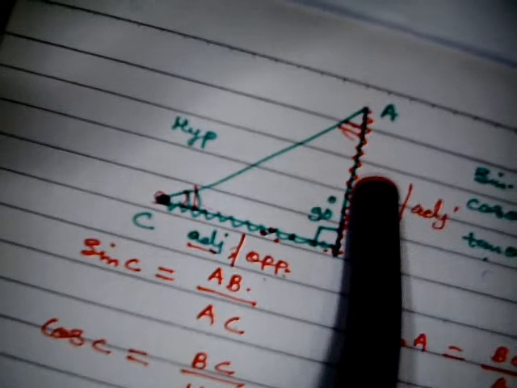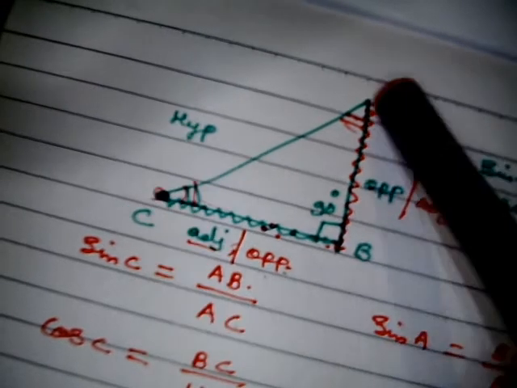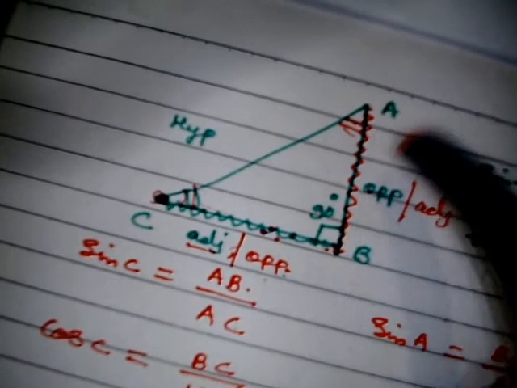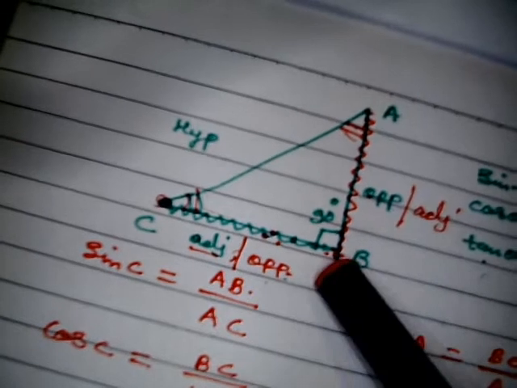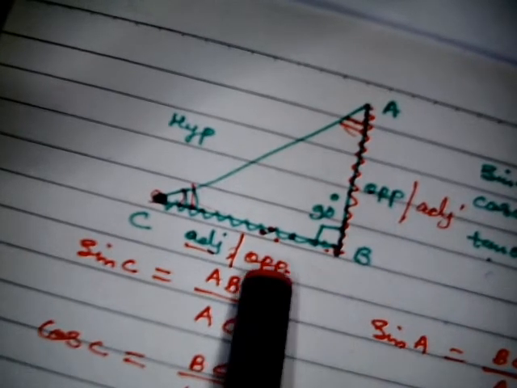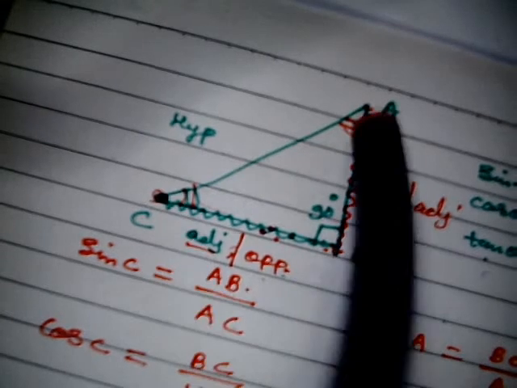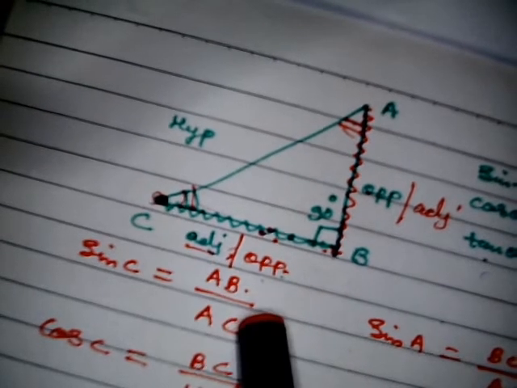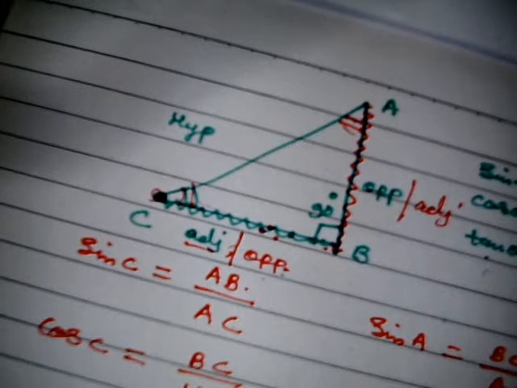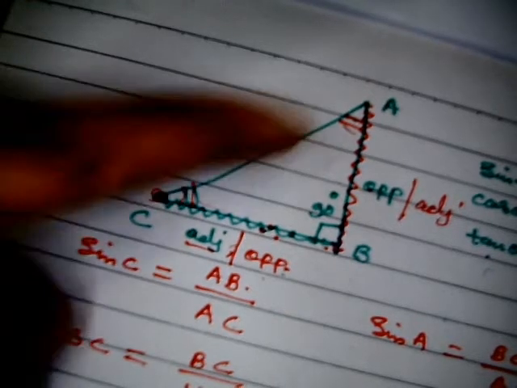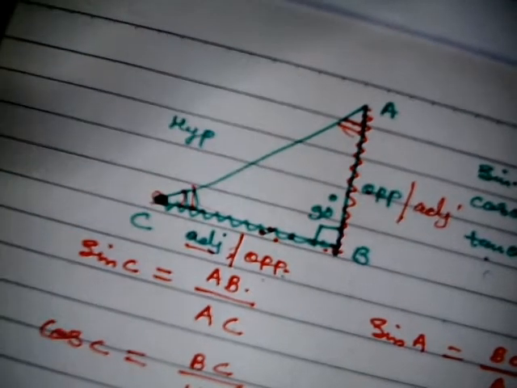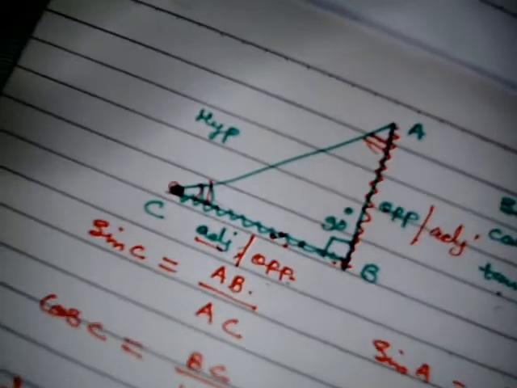What is the name of this opposite side? It starts with A and ends with B. So sine C is equal to AB, opposite upon hypotenuse. What is hypotenuse? Hypotenuse is AC, so AC. Now suppose you calculate the sine for A angle, then you need to rotate the figure. If you are a bit confused, you need to rotate. If you rotate like this, now you need to calculate sine A.